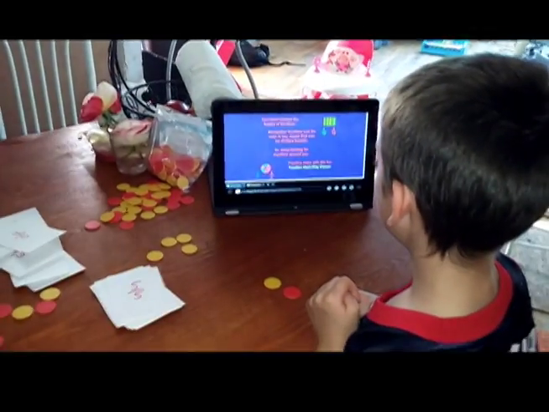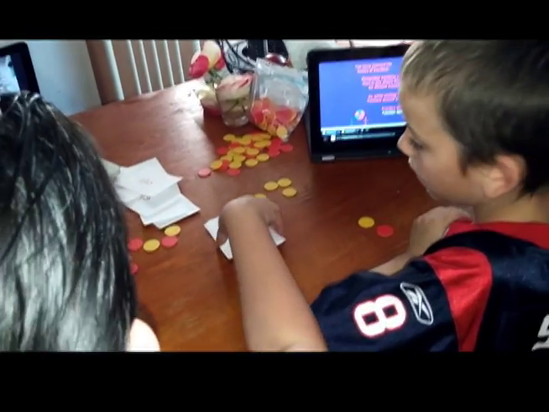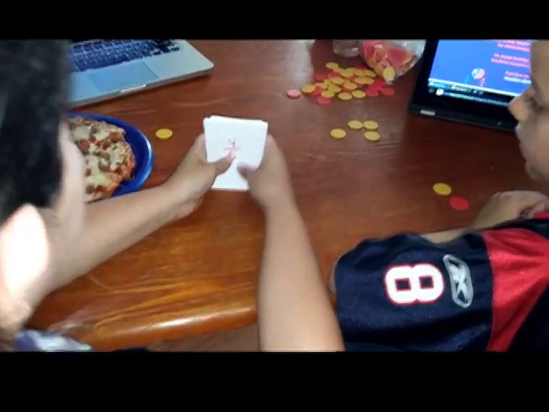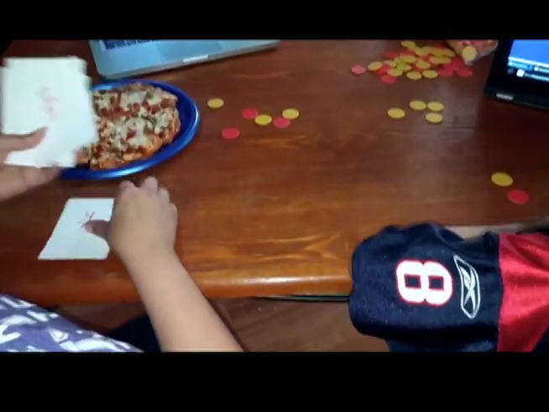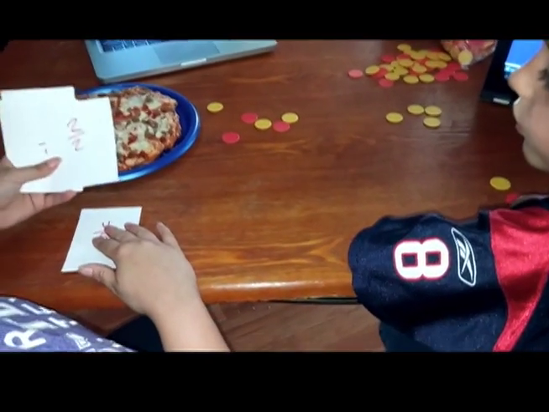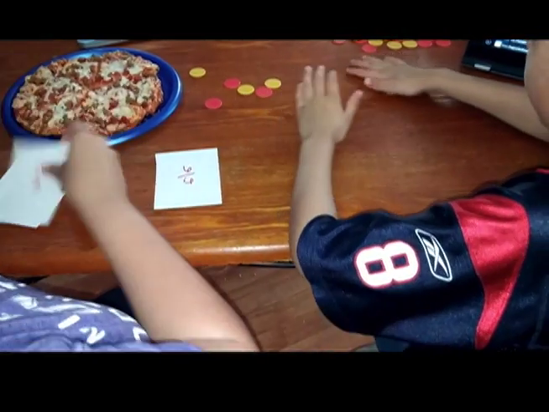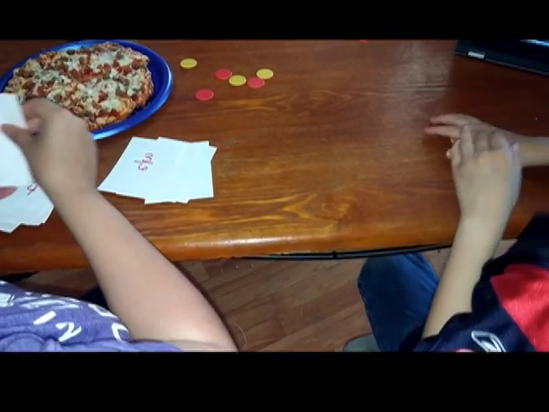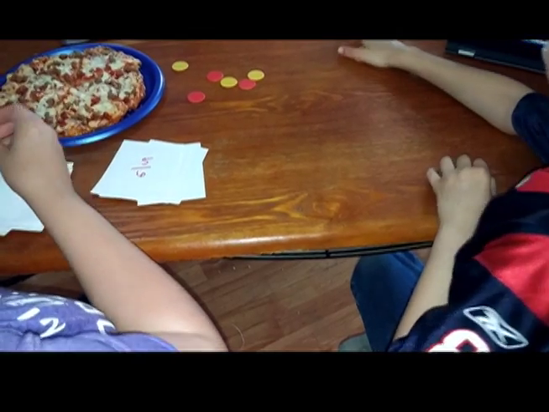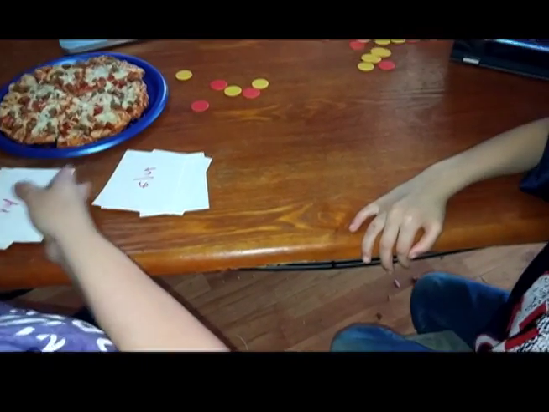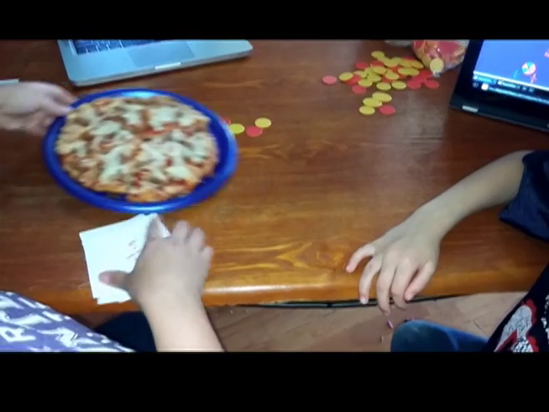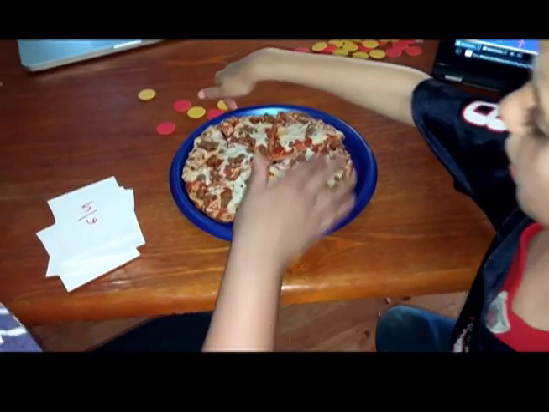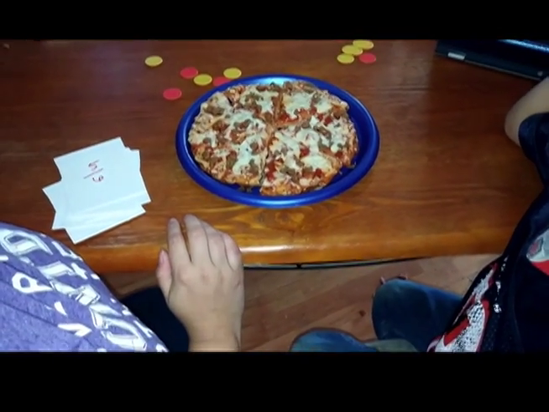Now let's go back to our cards here. We're going to use our pizza as our representations, with our counters. Let's go ahead and use our pizza. How many parts is our pizza cut into? Can you tell? One whole. Well, it's a whole pizza. How many parts is it cut into?